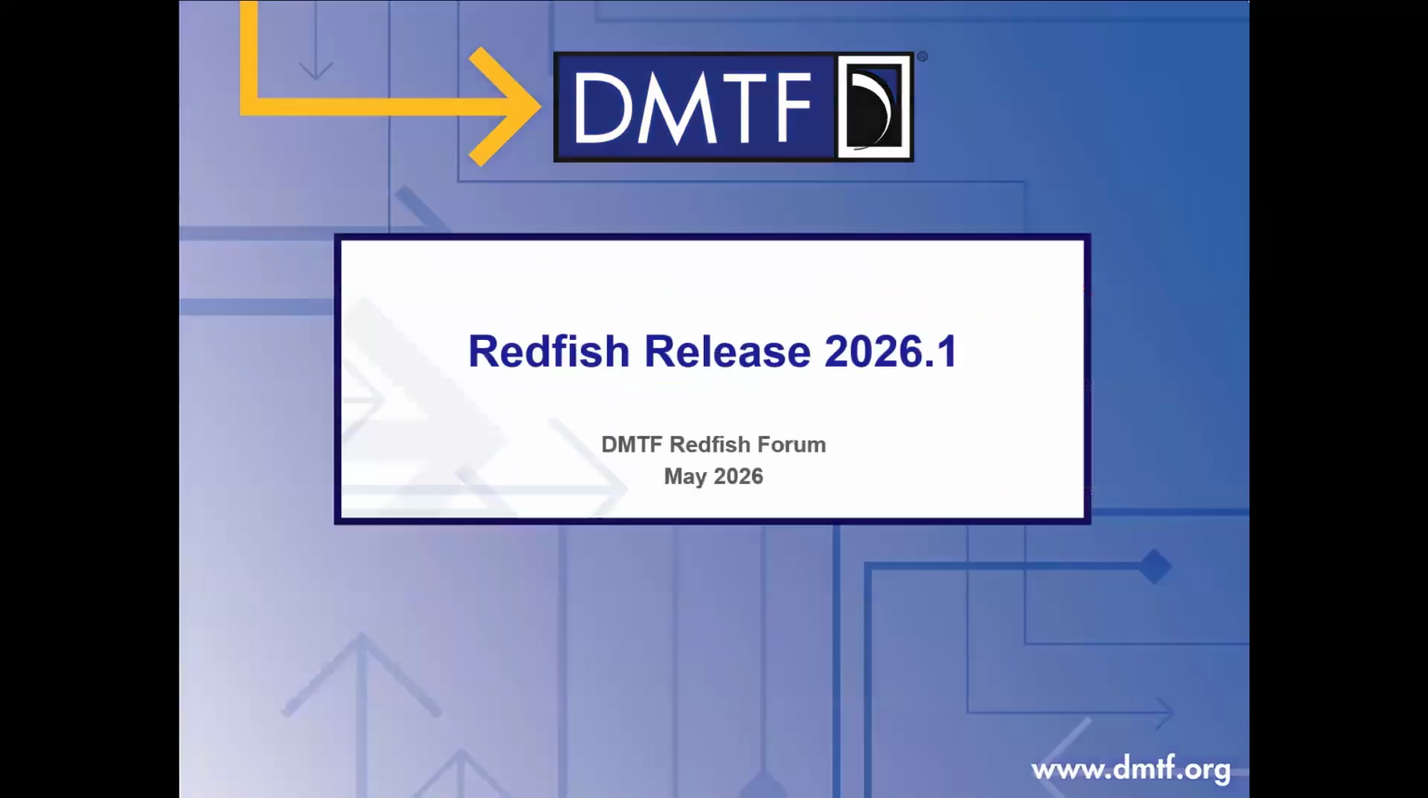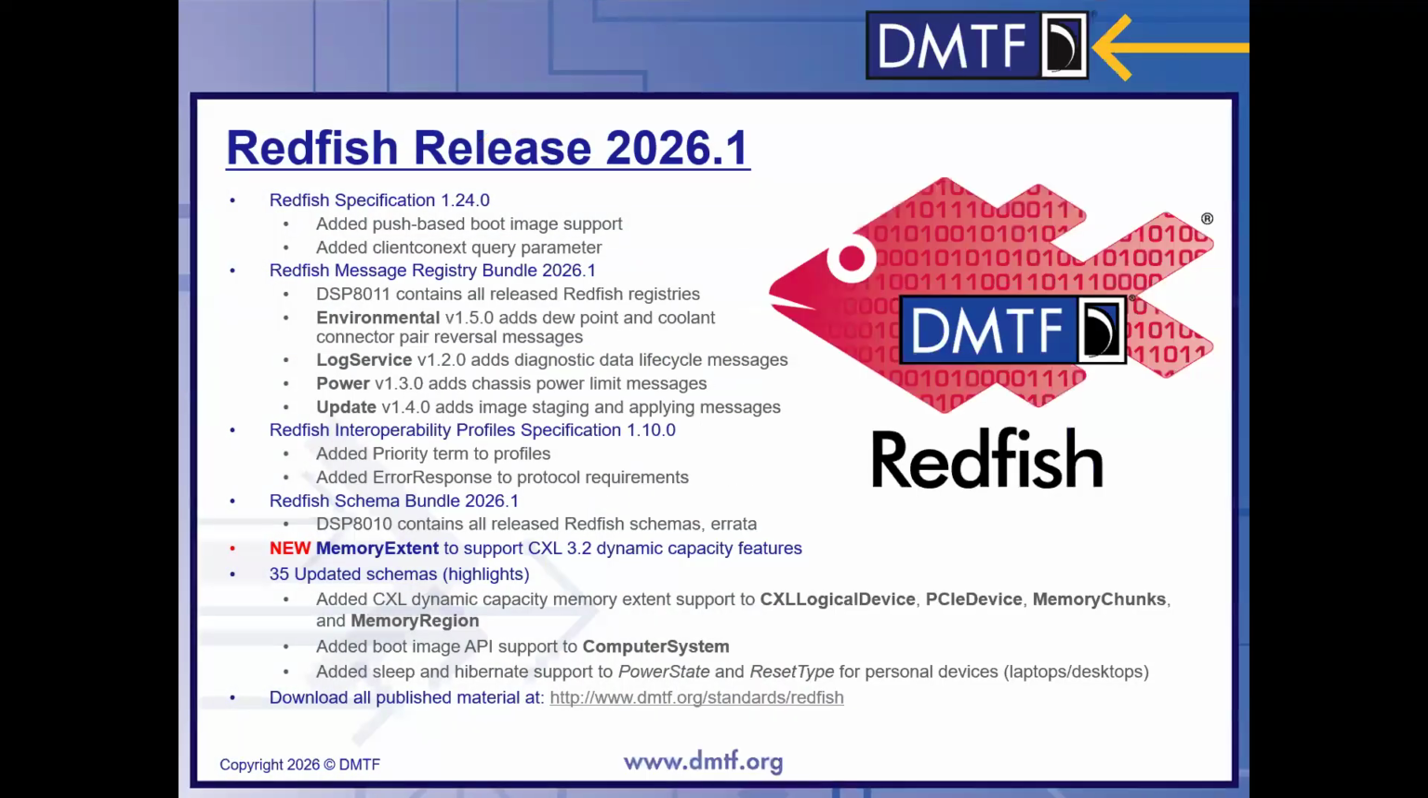All right. And so for today, we'll be going over the Redfish Release 2026.1 package. So this became public a couple weeks ago. Within the 2026.1 release, we added a new minor version of the Redfish specification. We're up to 1.24. Within the spec, we added new options for a push-based boot image support, so you could kind of bootstrap your computer system through a single API. We'll talk more on that later.